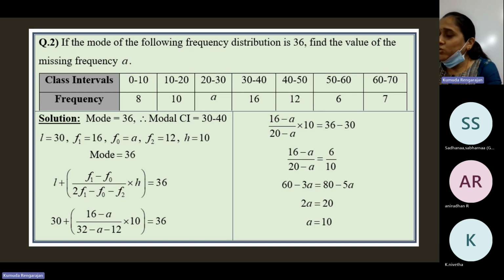For mean, you have to find the mid values of the class intervals. For mean, you don't want the class intervals. Class intervals are there. You should find their mid values, which is the xi column. Then the frequency column is the fi column. And then you need to generate columns depending on the formula you're using. That's how we find mean.